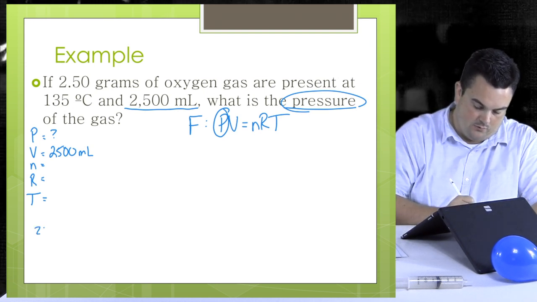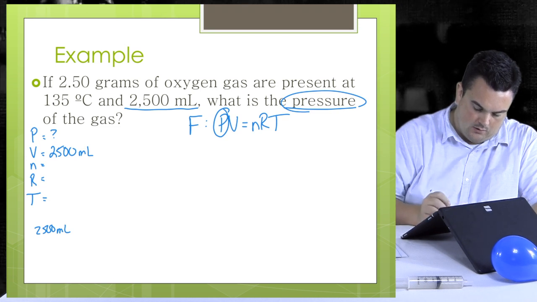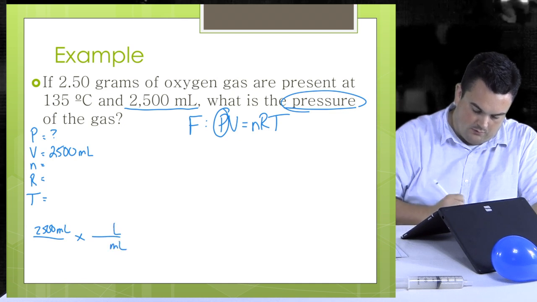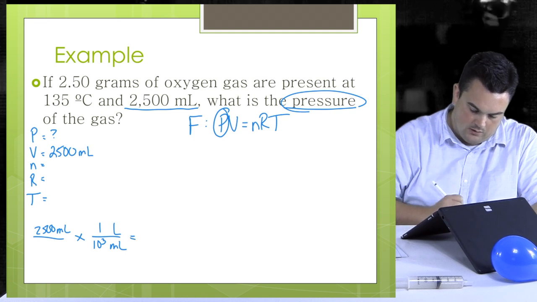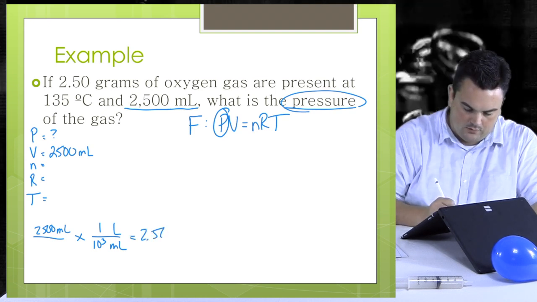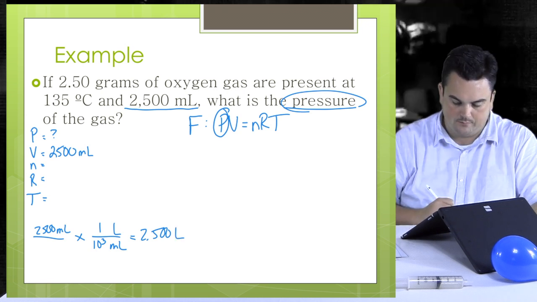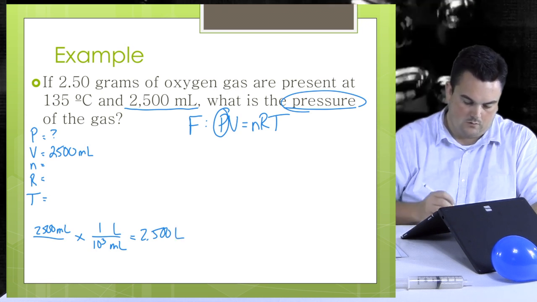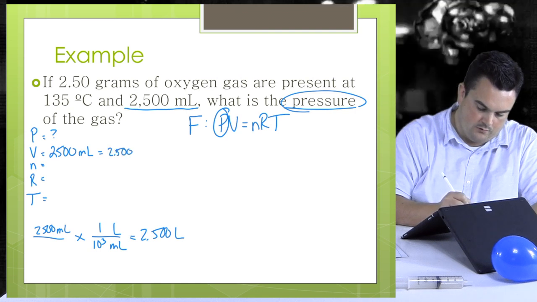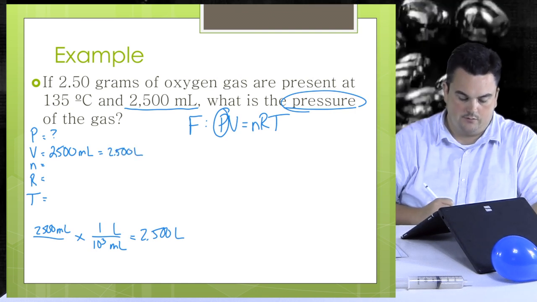All right, so I'll do that quickly. So 2,500 milliliters times, let's see, milliliters on the bottom, liters on top. Good. 1 liter is 10 to the third milliliters. So that ends up giving me 2.500 liters. All right, looks good. So we can write that up for V now: 2.500 liters.